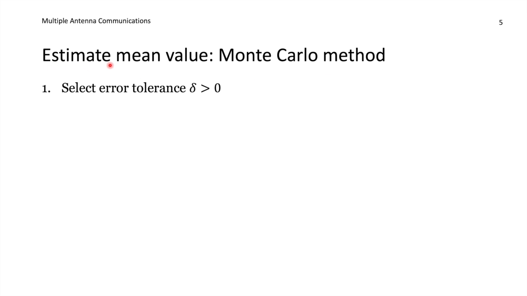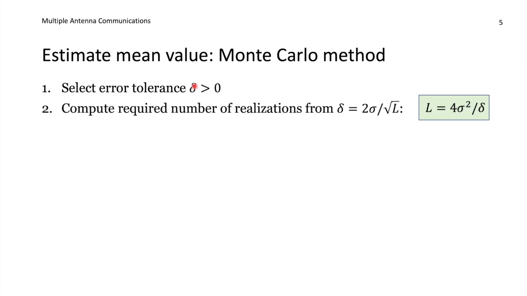For example, consider that we want to estimate the mean value. Then we select a certain error tolerance, delta, that is greater than 0, that we would like to have in our estimate. So we can accept that the deviation from the mean value is at most equal to delta. Then we figure out how many random realizations we need in order to achieve that error tolerance. So remember we had this expression here, delta was equal to 2 times the standard deviation of the random variable divided by the square root of the number of realizations. And if we know delta, we can figure out what L should be. We rearrange the equation and we get this expression. L should be equal to 4 times the variance divided by delta.